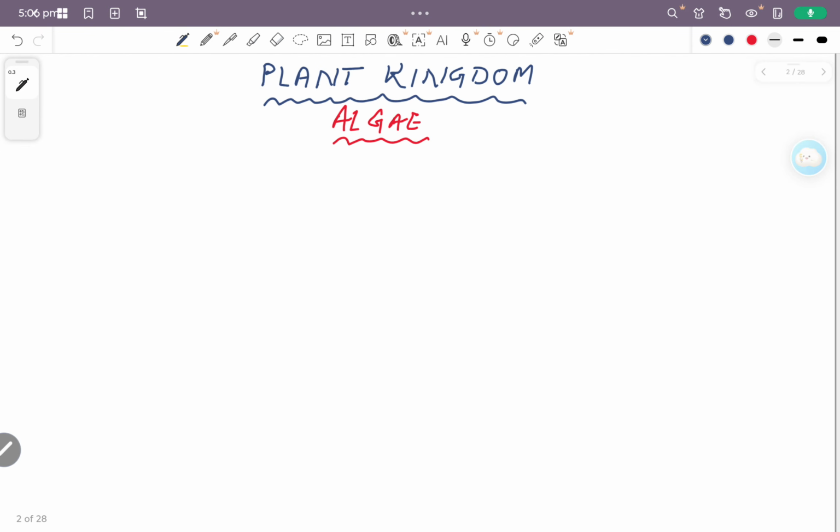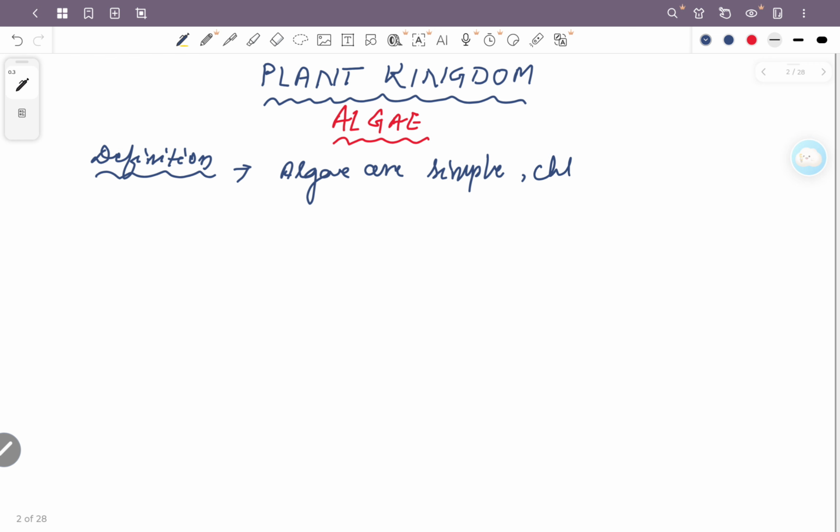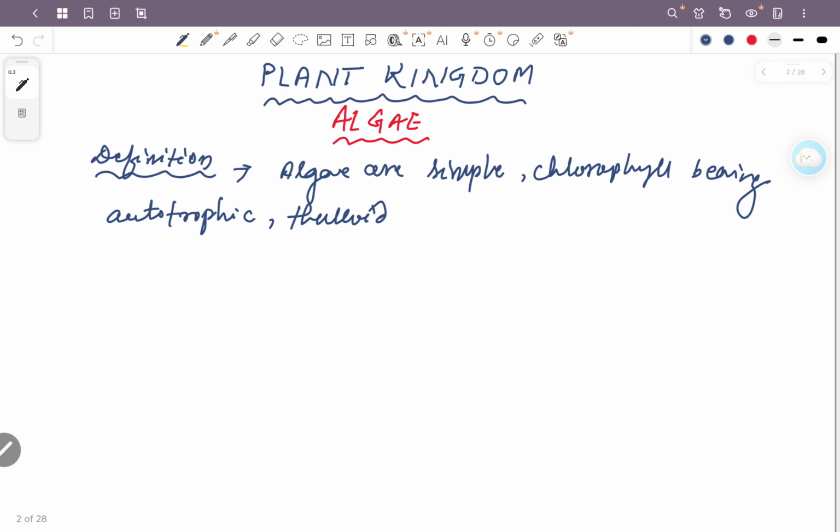Today in this session, we'll be discussing the topic algae under plant kingdom. Okay, let me first tell you the definition of algae. The algae are, please note down, simple, chlorophyll bearing, autotrophic, thalloid organisms.